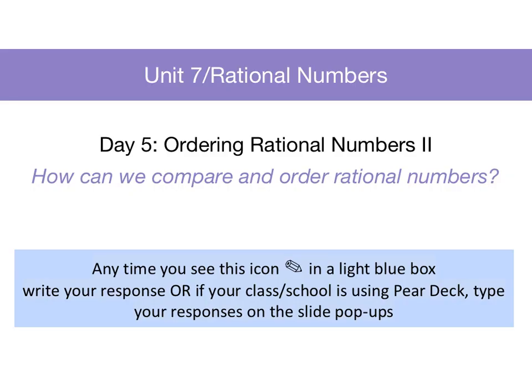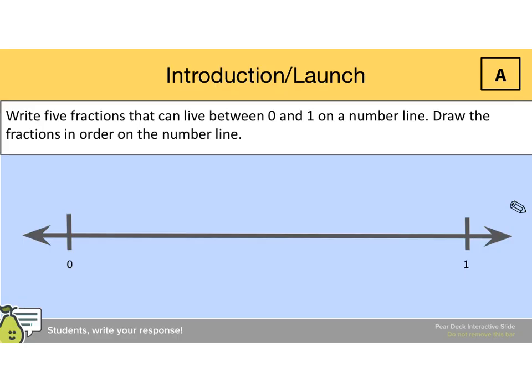Sixth graders will be working on Unit 7, Rational Numbers, Day 5, Ordering Rational Numbers, Lesson 2. How can we compare and order rational numbers? For the introduction, it asks students to write 5 fractions that can live between 0 and 1 on a number line. Draw the fractions in order on the number line.